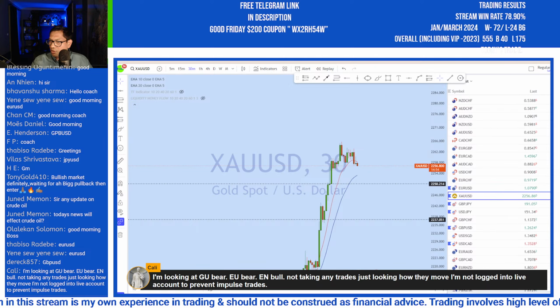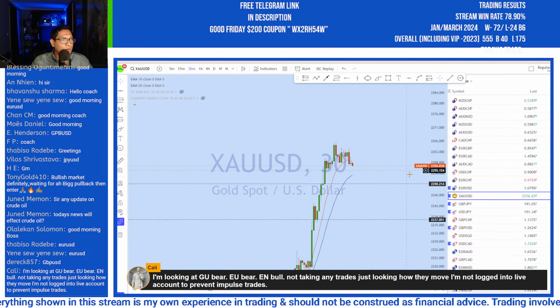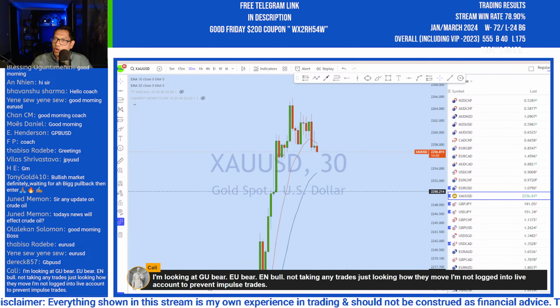Especially impulsive trading also happens, right? To prevent impulsive trading, probably everyone has their own way to prevent it. You might not log into the live account, it's fine, but make sure that when you log in again, you are not becoming very aggressive with it.